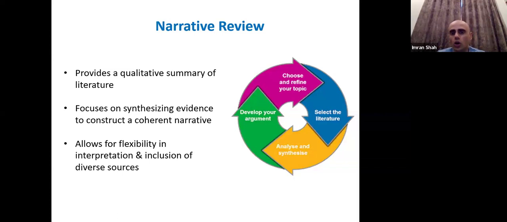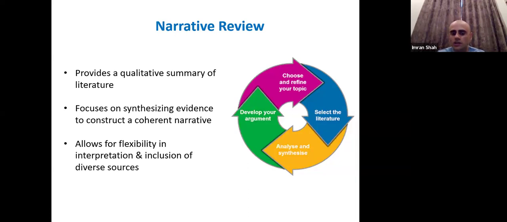Then you can also always give your own personal interpretation in a narrative review. Sometimes in the scientific field, our voice is muffled. Narrative reviews give you that voice. It is not muffled. You can say what your heart wants to say, based obviously on the literature that you are discussing. And you can include diverse sources in narrative reviews.